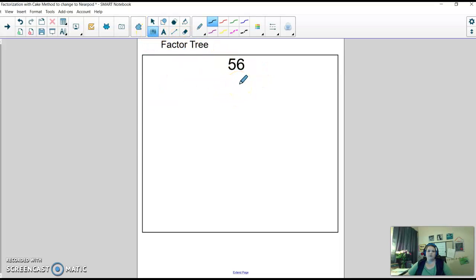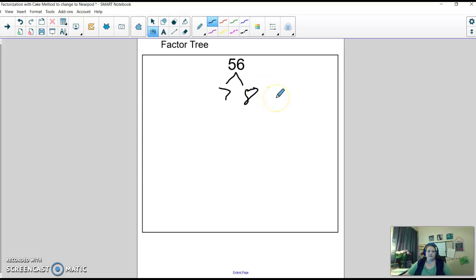This is probably the way your parents learned to factor a number. It's the way that I learned, but there are 3 reasons that I don't personally use this anymore. Number 1 is you have to be really strong with your multiplication facts. If you don't know your multiplication facts very well, then this method is not really the best for you. Because, like, what numbers multiply to give me 56? Well, I know that it's 7 times 8.